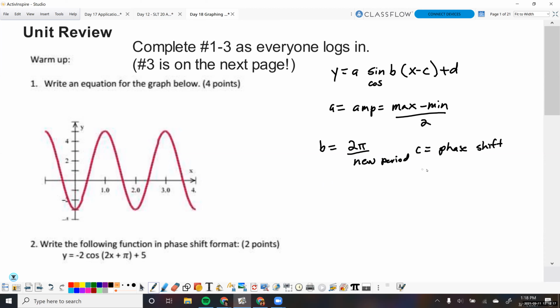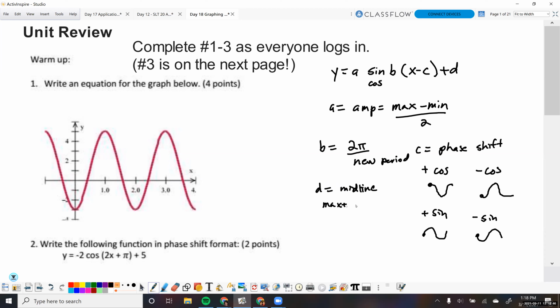We find that value if we're writing this as a positive cosine by finding the top point, a negative cosine by finding the bottom point, a positive sine by finding the center going up point, and negative sine by finding the center going down point. And then D is our midline, and we find the midline similar to the amplitude, but we're going to add max plus min over 2. So let's take a look at number 1.